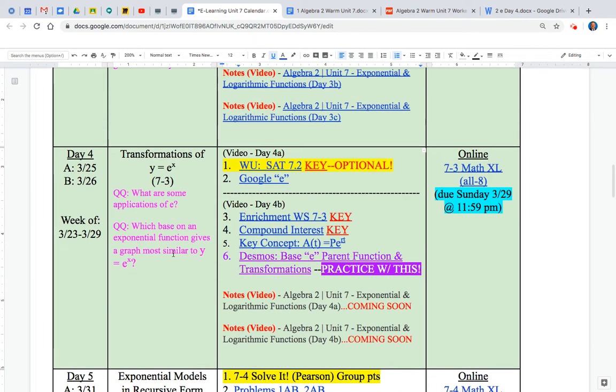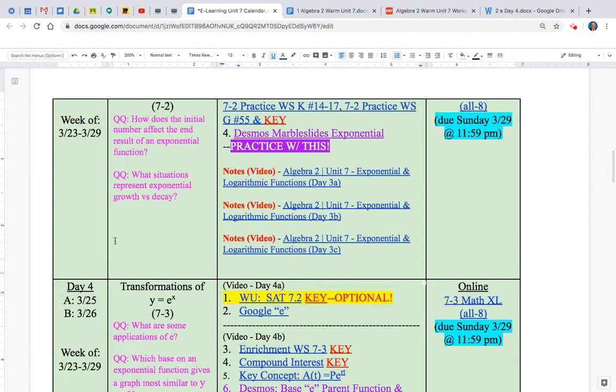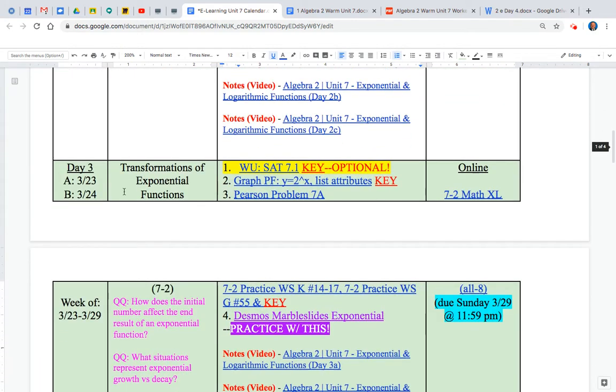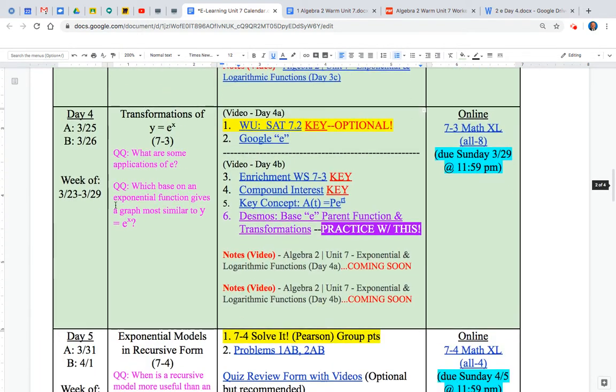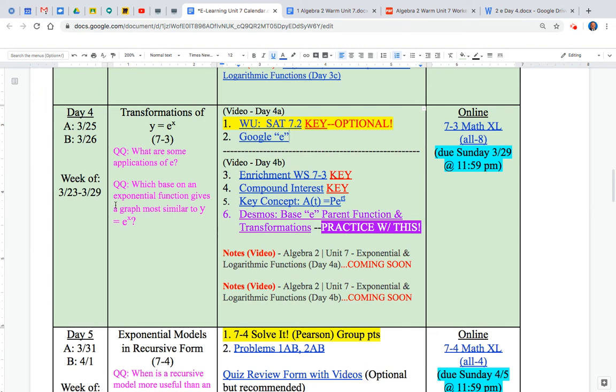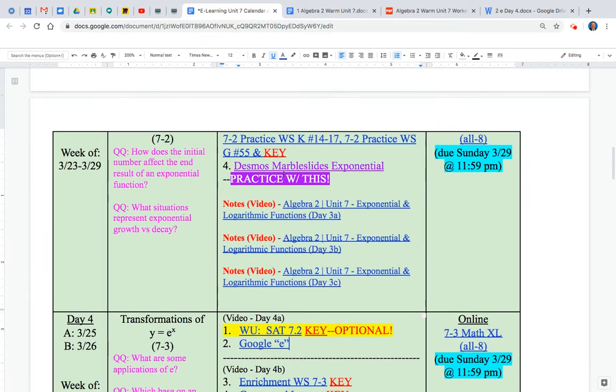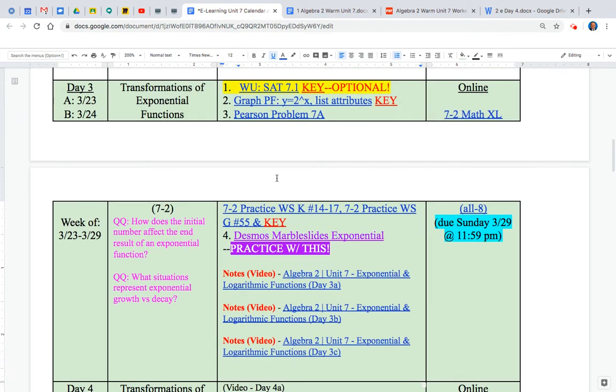You can see here week 323 to 329, that's in green. The day 3 and day 4 are going to be your topics, videos, assignments, and everything of this week. Video day 4A will include these 2 topics, and then video day 4B will include the rest. We'll most likely have at least 2 videos, maybe sometimes 3, for each day.